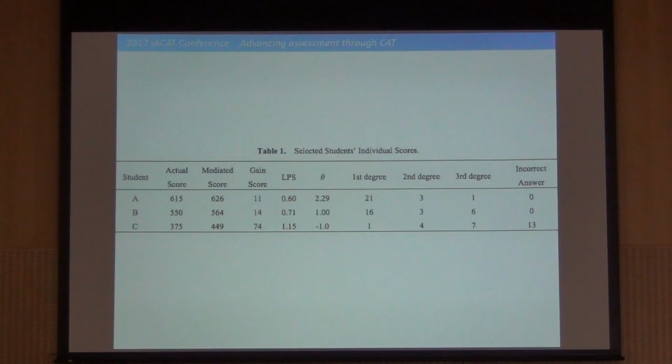This table shows us the results of three students with the data of actual score, mediated score, gain score, LPS, and theta. If you look at the details of their answering patterns, we can find out how much they need to study English further in terms of vocabulary, and how much feedback and instruction we need to give them.